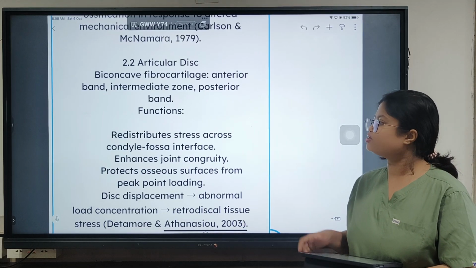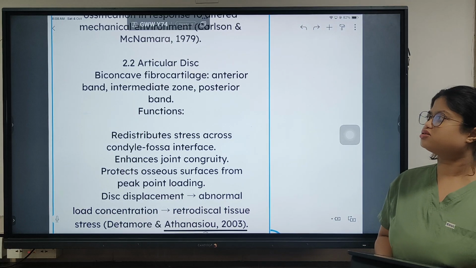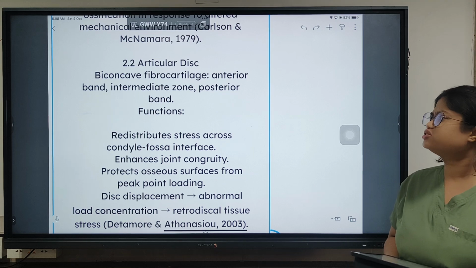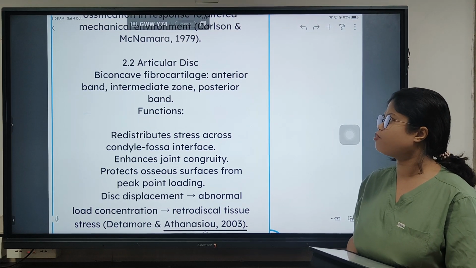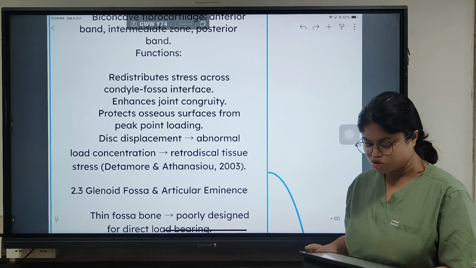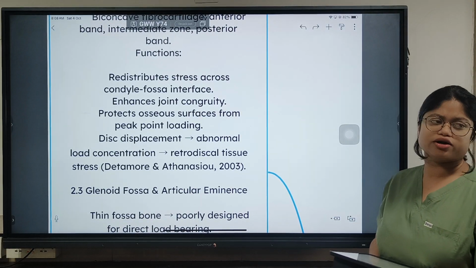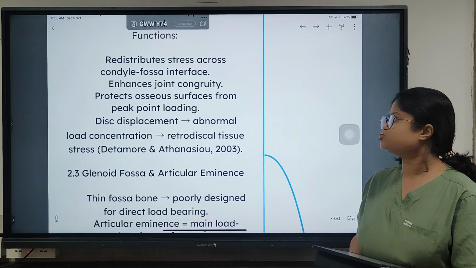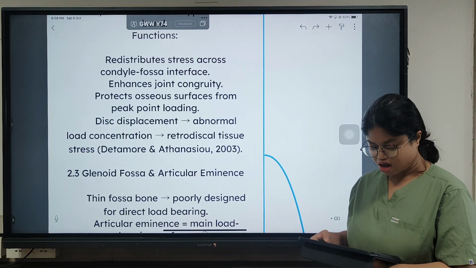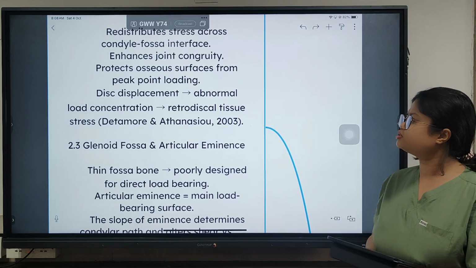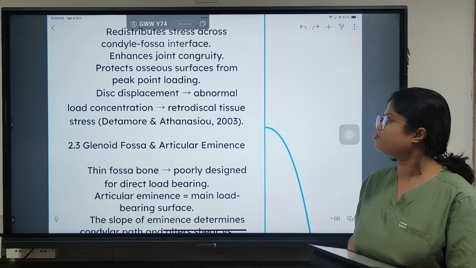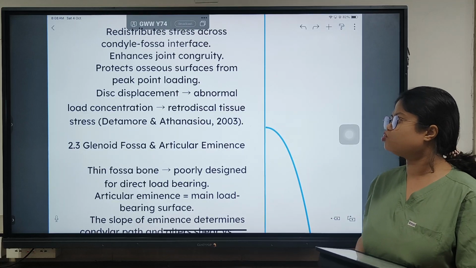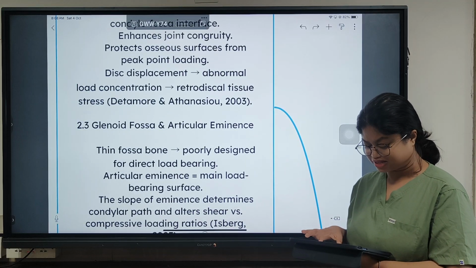When we talk about the articular disc and its role, it is a biconcave fibrocartilage. It has three zones: anterior band, intermediate zone, and the posterior band. These bands function to redistribute the stress across the condyle-fossa interface, enhance joint congruity, and protect the osseous surface from peak point loading. When there is a disc displacement, it causes abnormal load concentration in which the retrodiscal tissue is under excessive stress.